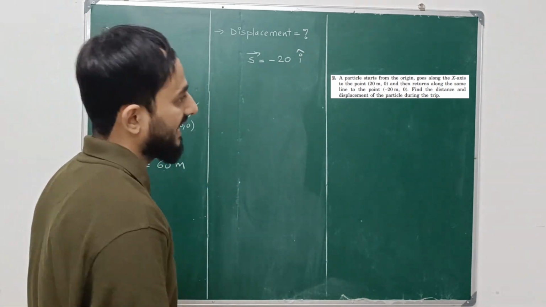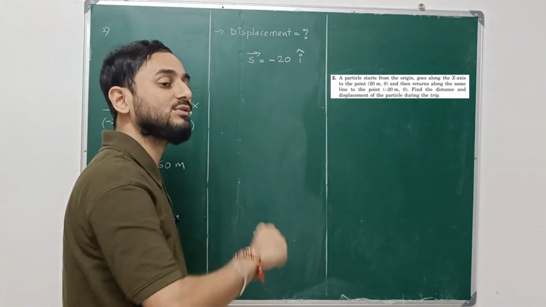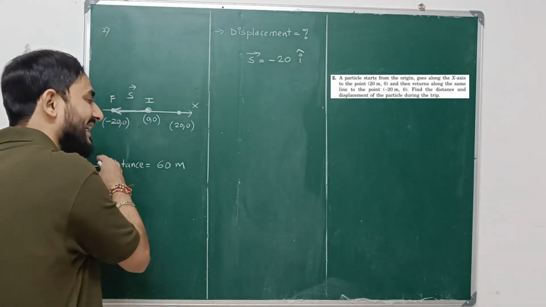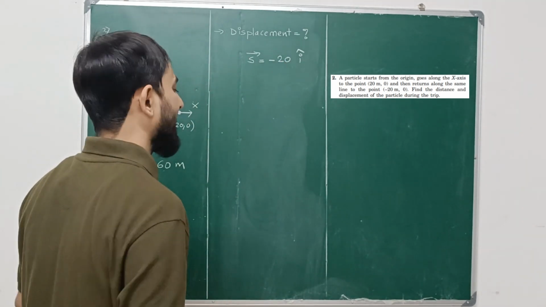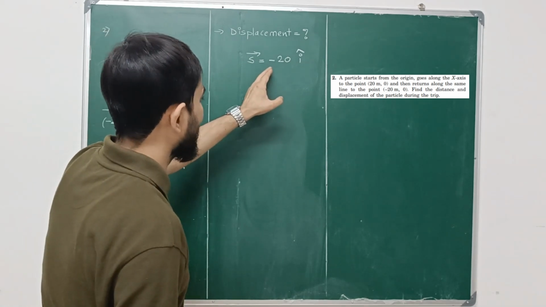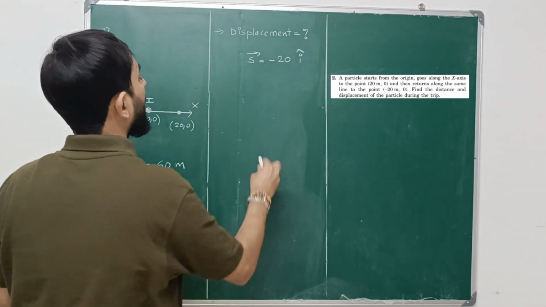Why i cap, sir? X axis. Why negative sign, sir? Because it is along negative x axis. Why 20, sir? Because the magnitude is 20. So you can write it like this: S vector is minus 20 i cap. There is one more way, sir.